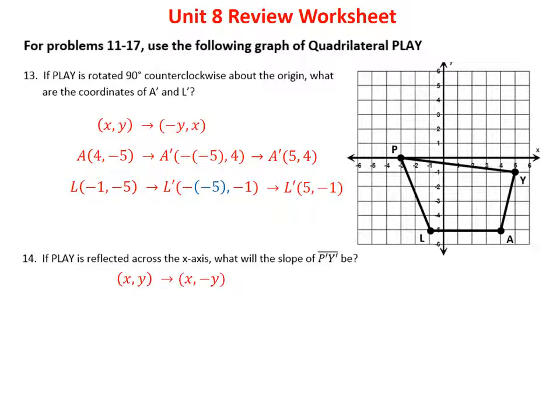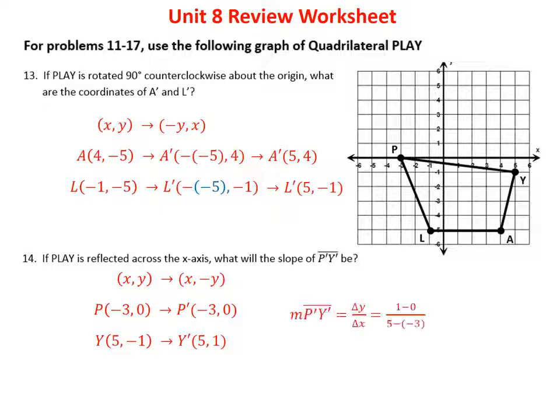Problem 14 asks us, interesting question, to find the slope of P prime Y prime if it's reflected across the x-axis. You might look at PY right now and realize it goes down 1 and over 8, so the slope is -1/8. But what happens if I reflect that across the x-axis? Well, let's find out what P prime and Y prime are. P, by the way, is (-3, 0). Notice that it's actually on the x-axis, so it doesn't change when you reflect it. On the other hand, Y prime, remember we're changing the y, so 5 minus 1 becomes 5 plus 1.